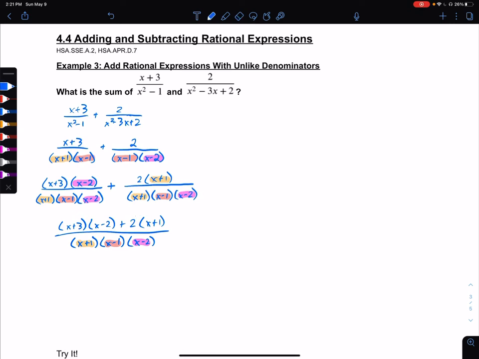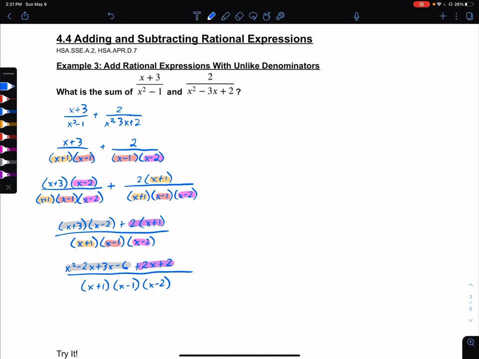So we're going to have x squared minus 2x plus 3x minus 6, and that comes from multiplying these two. Let's write all this out. Then I'm going to distribute this 2 here, which gives me a positive 2x and a positive 2. My denominator is just going to stay the same. We're not going to do anything about that. In case you're wondering where any of those terms came from.